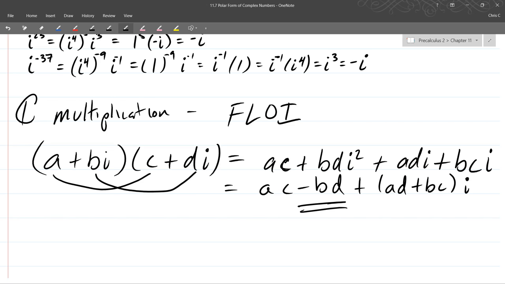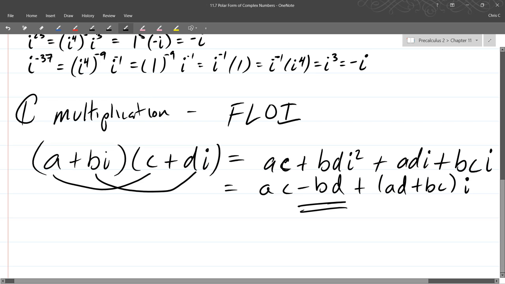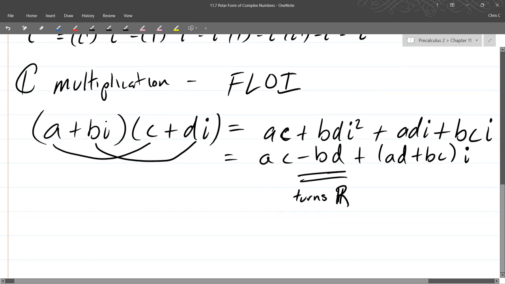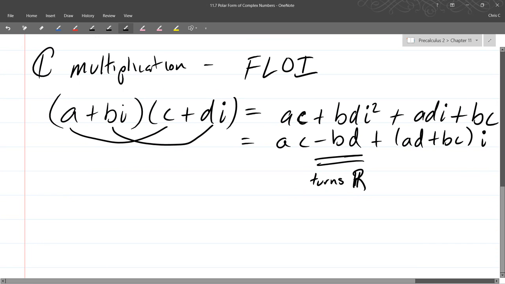And that's why I said do first last together, because that's the real part. So that's the real part, and the imaginary part you get at the end. So the outside inside are the imaginary parts. So this part turns real. All right, that's multiplication. We'll do a practice problem.